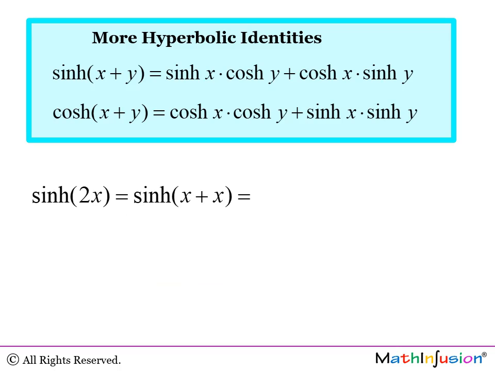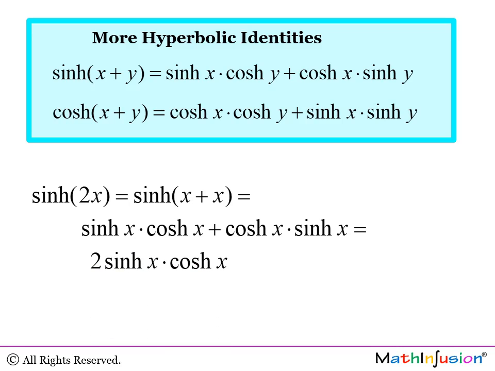We have also a specific case for which x equals y, and we get here that sine hyperbolic of 2x, which is also sine hyperbolic of x plus x, is this, but as you can see, the two parts are exactly the same, so we get 2 times sine hyperbolic x times cosine hyperbolic x.